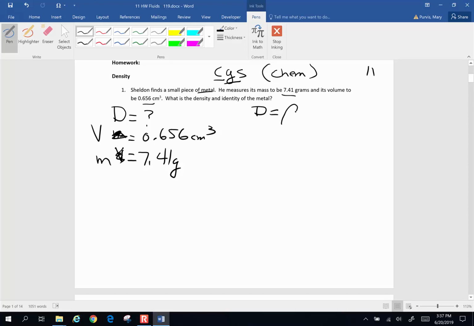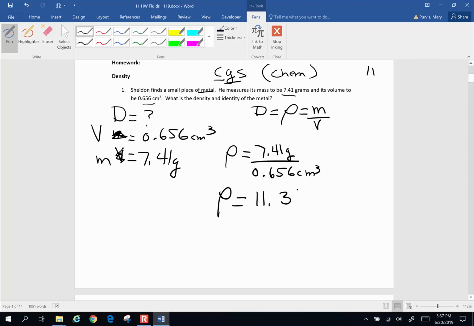In physics, we tend to use the Greek letter rho for density. Density is mass divided by volume. So density is going to be the mass, 7.41 grams, divided by the volume, 0.656 cubic centimeters. When you do the math, it is going to be 11.3 grams per cubic centimeter.